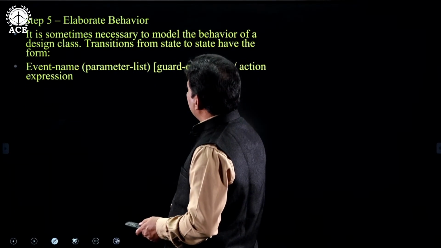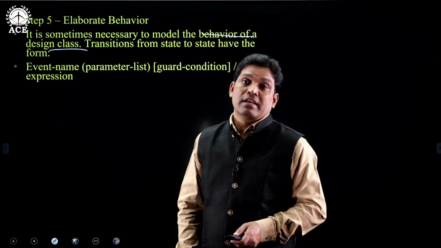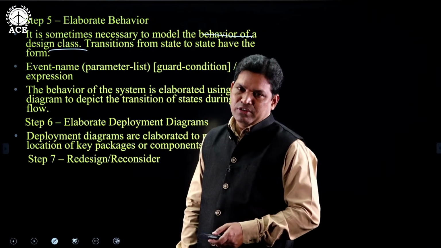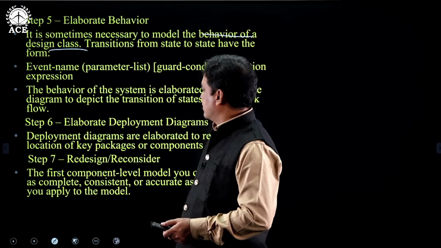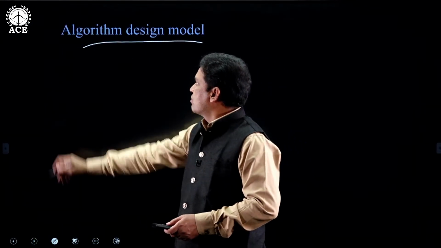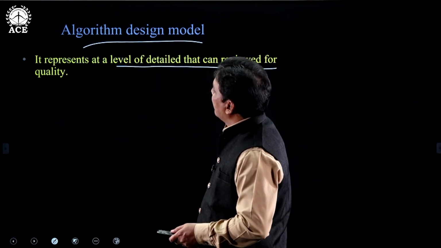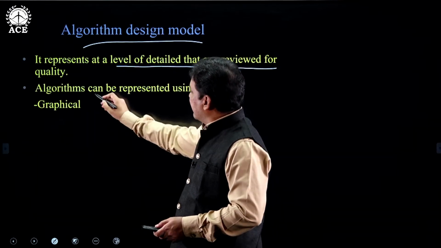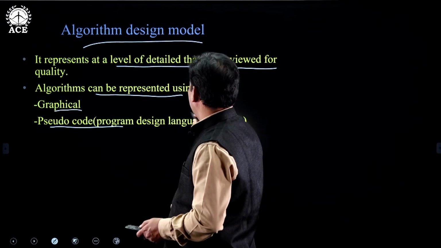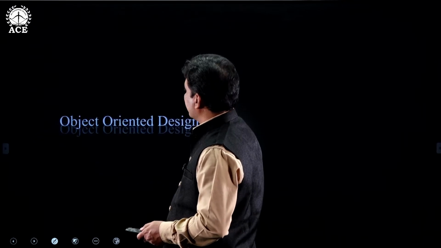Elaborate behavior is necessary to model the behavior of a design class. So how is the design class behaving? When some event occurs, a transition is triggered from one state to another state. And the algorithm design model, what is its importance? We will discuss it. It represents the design at a level of detail that can be reviewed for quality. Algorithms can be represented using graphical notation, pseudocode, program design language (PDL), or programming languages.